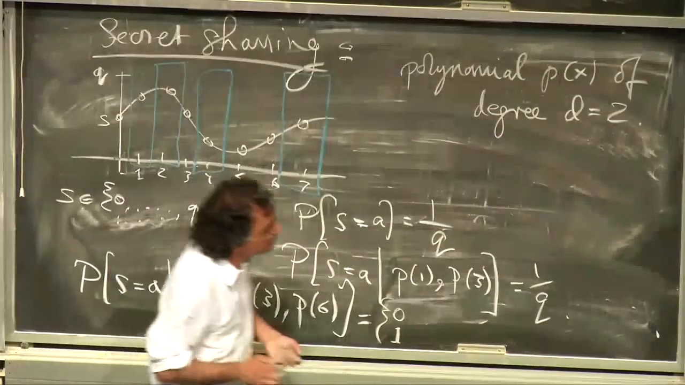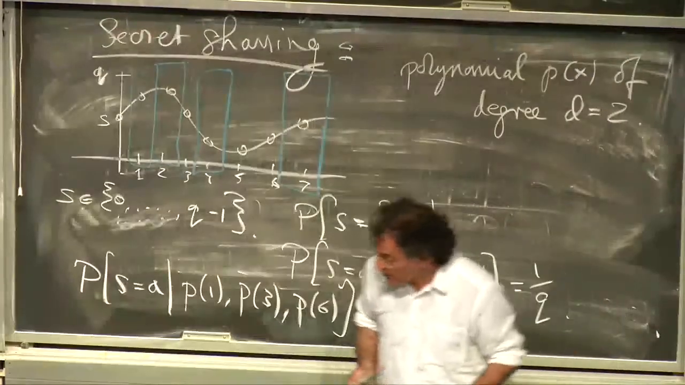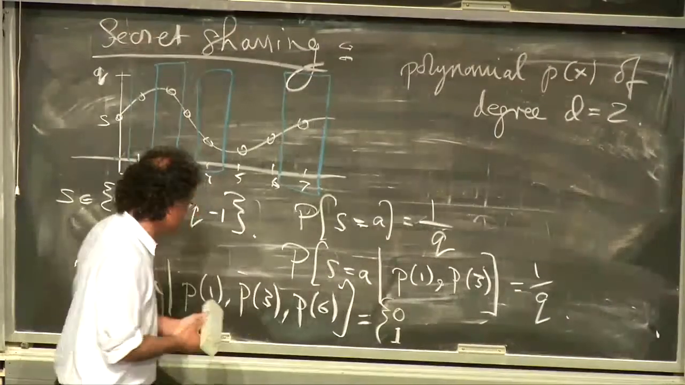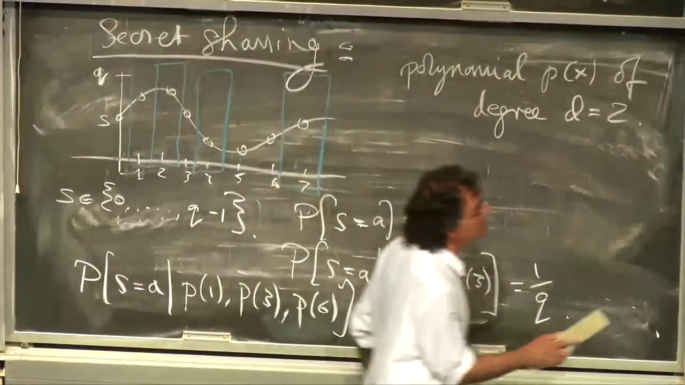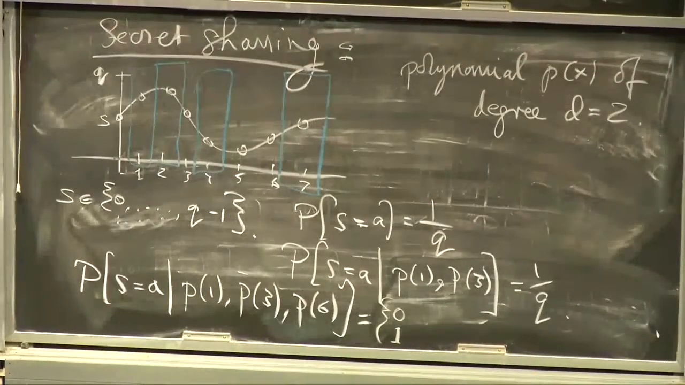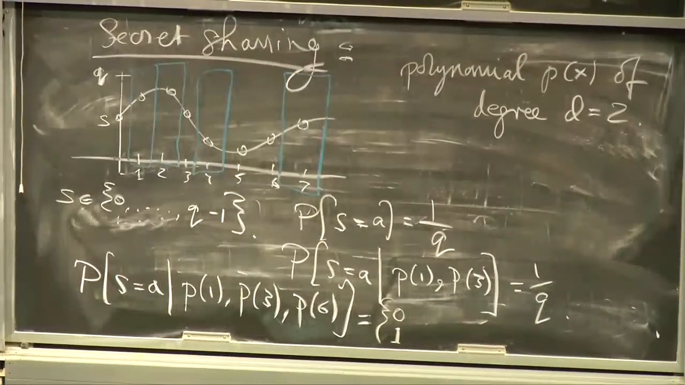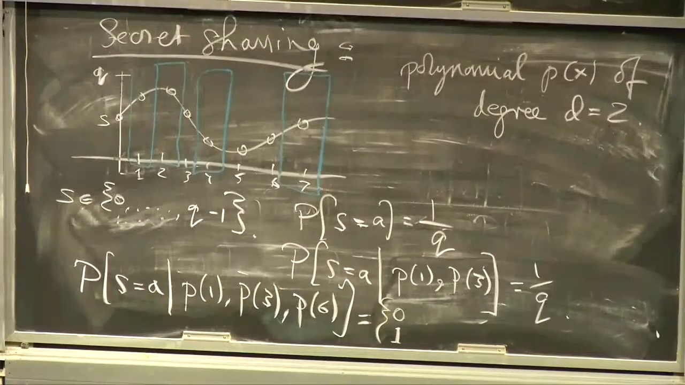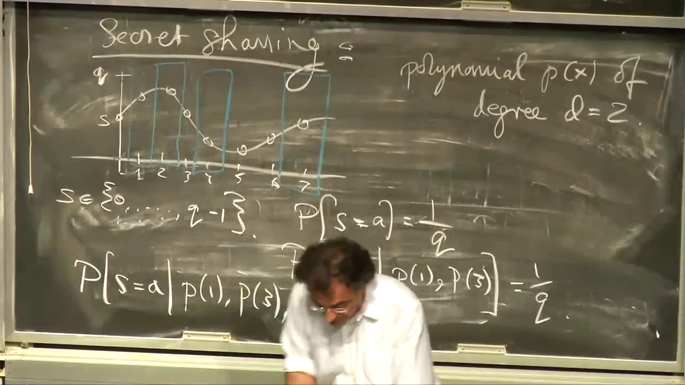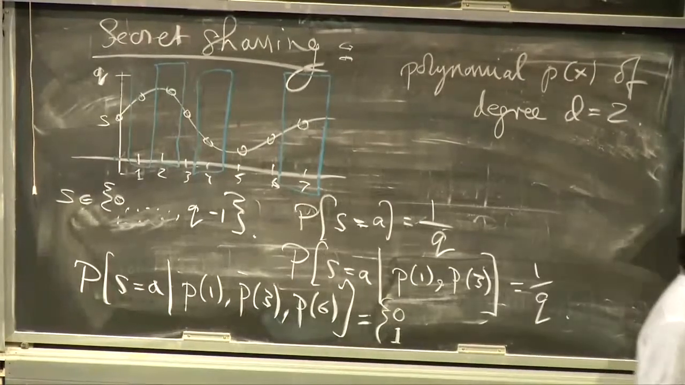Okay, so let's do one last example of conditional probability, which is something called the Monty Hall paradox.